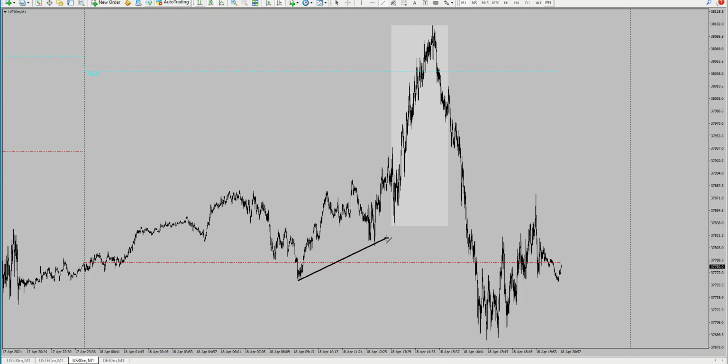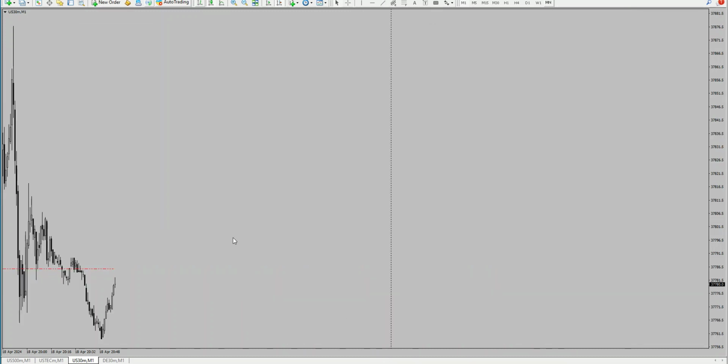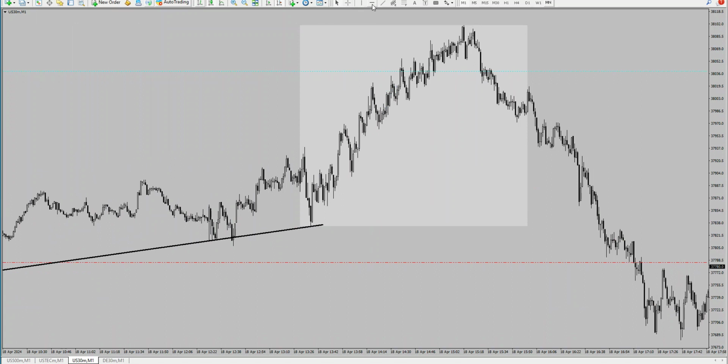We have a trend line. We can put it here, or anyway, we can even put it up to here. This is the first trend line. And then later, look at what they do. They give us another trend line on a different level.